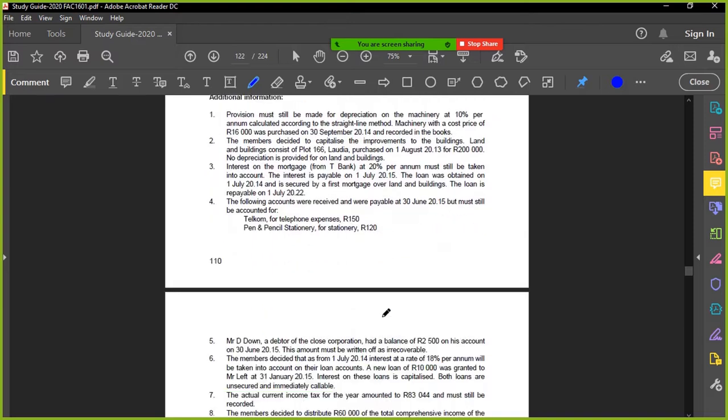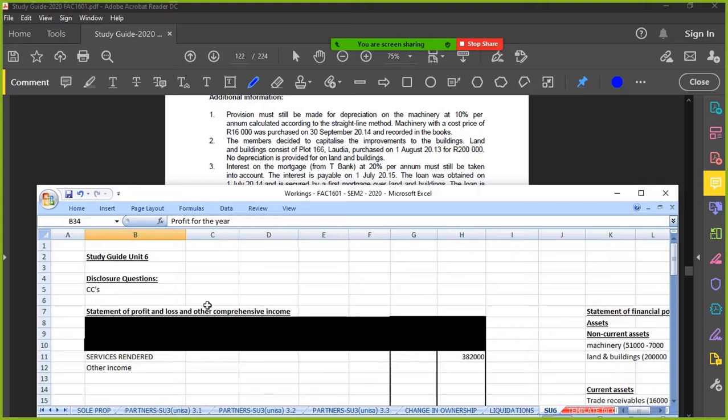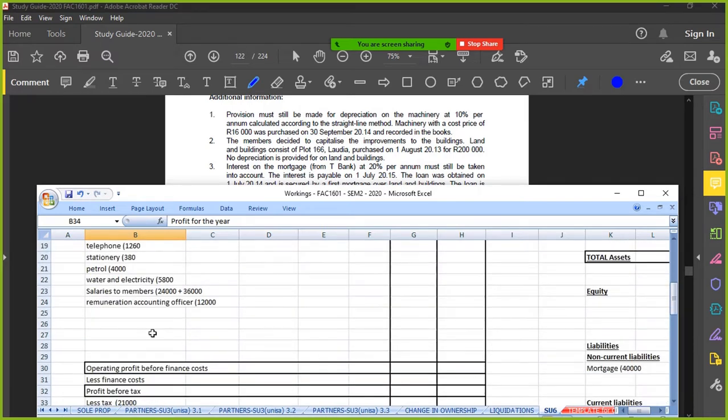That's it. This is the additional information. So now you're going to adjust. Tell me what you're going to do. Normal disclosure. You should be able to do this based on your sole proprietorship knowledge, not FIN, FAC 1502. What did you do with this one? In the workings, I debited depreciation and I credited accumulated depreciation. Yes. Depreciation is an expense, so it must be disclosed here.